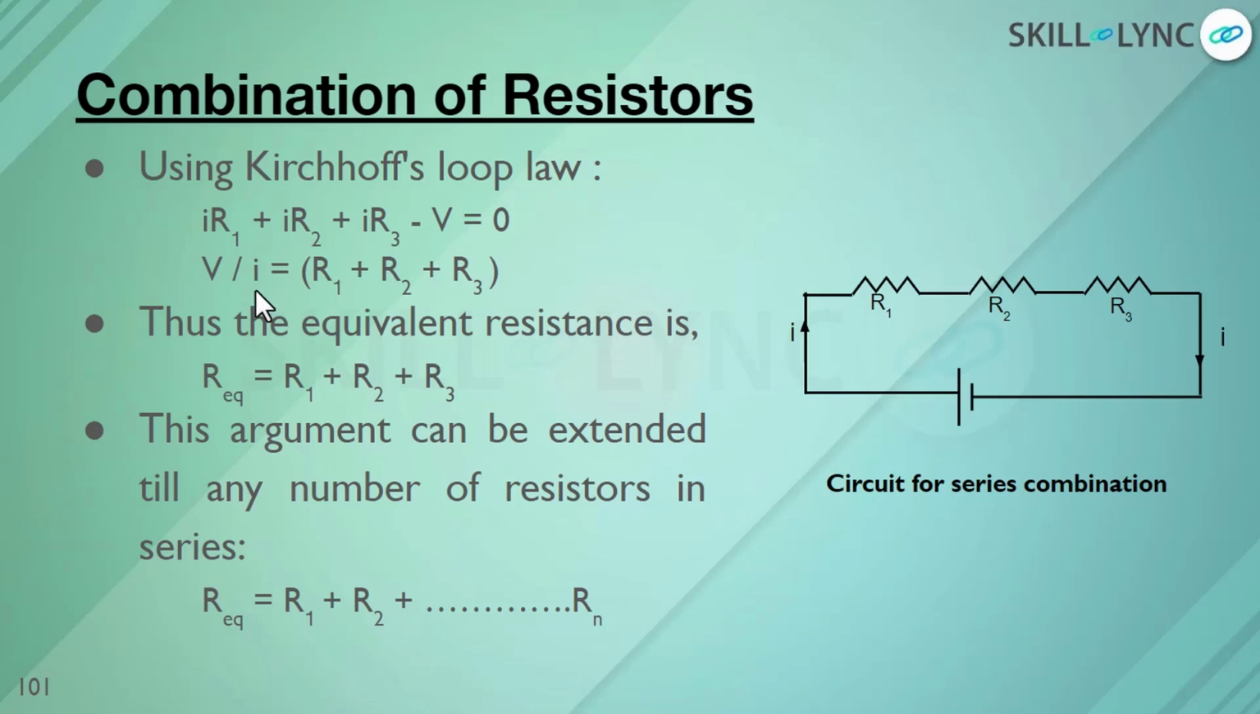I just mentioned that V by I is equal to R equivalent. How? We have studied in Ohm's law that V by I is equal to R. Thus the equivalent resistance R equivalent is equal to R1 plus R2 plus R3. This argument can be extended to any number of resistors in series. Thereby, R equivalent can also be written as R1 plus R2 plus and so on, plus Rn, where Rn is the resistance offered by the nth resistor of the circuit.